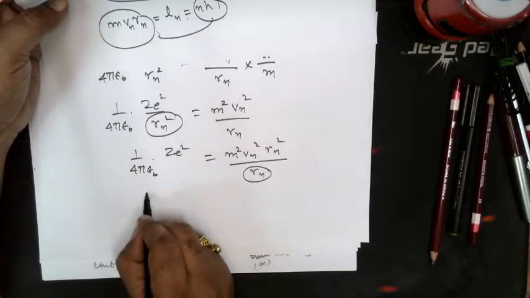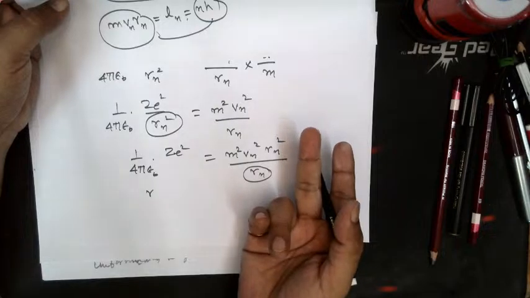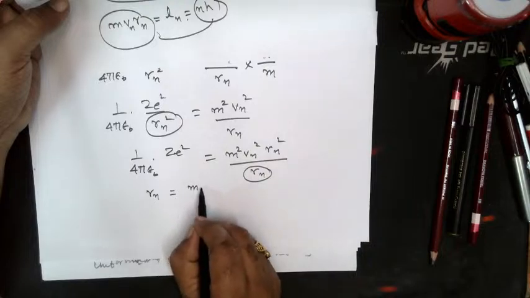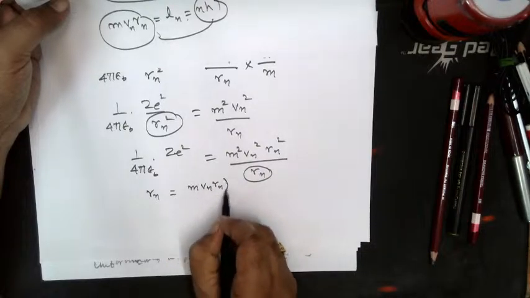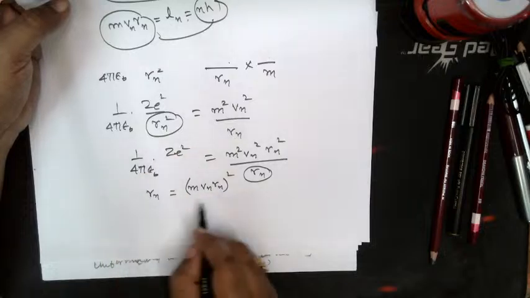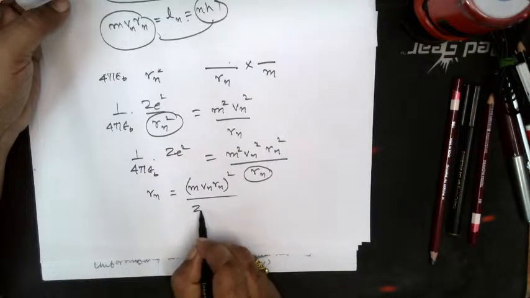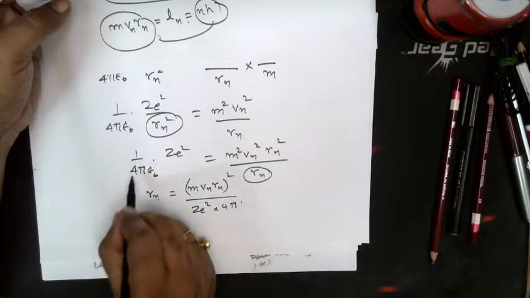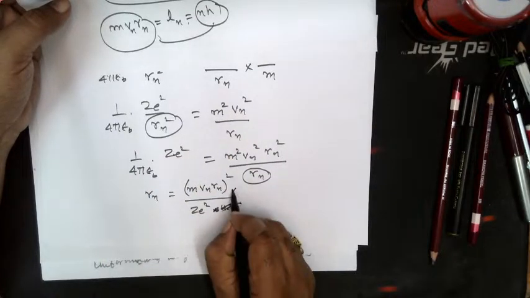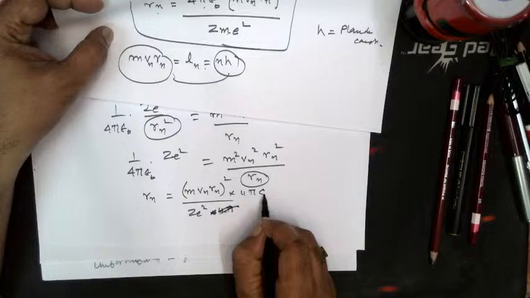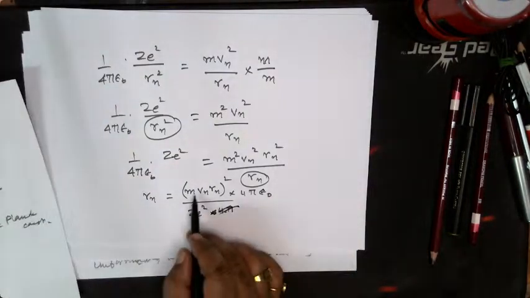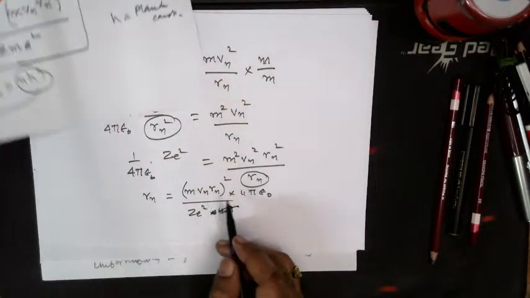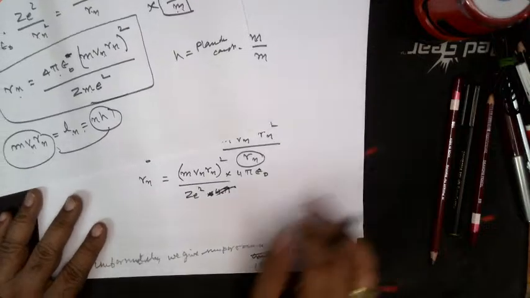So rn, and what about this? This will be reciprocated on the other side, okay? So that you are able to get rn is equal to, now this can be written as m vn rn whole squared, am I right? Yes. And Z e squared will come down to the denominator, into 4 pi epsilon naught, which will go up. Is it clear now? Yes, sir. Now I can put m vn rn, that is equal to Ln, that is equal to nh. So we can replace this by nh. Is it clear now?